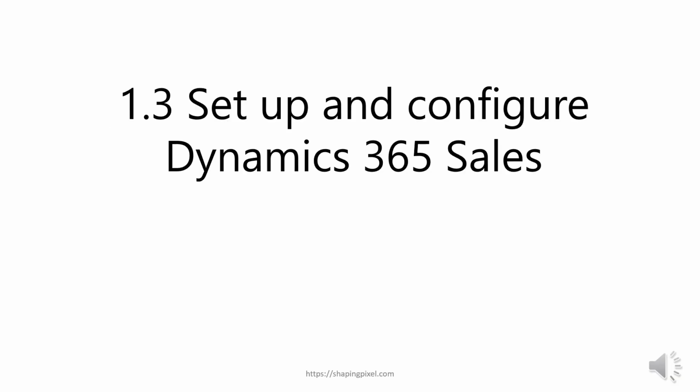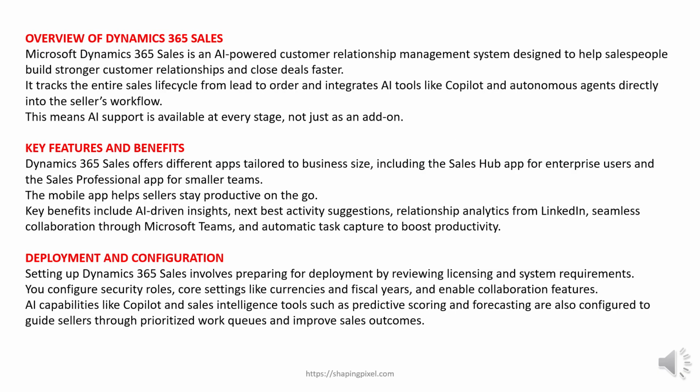Set up and configure Dynamics 365 Sales. Microsoft Dynamics 365 Sales is an AI-powered customer relationship management system designed to help salespeople build stronger customer relationships and close deals faster. It tracks the entire sales lifecycle, from lead to order, and integrates AI tools like Copilot and autonomous agents directly into the seller's workflow. This means AI support is available at every stage, not just as an add-on.